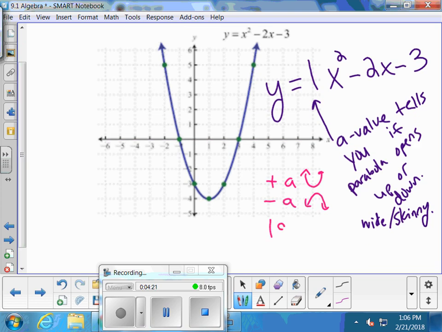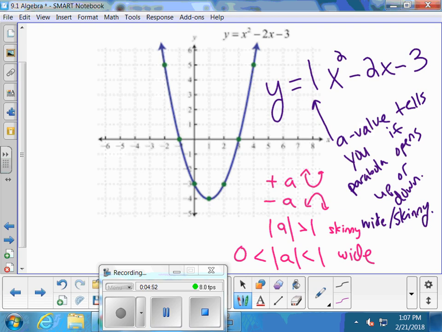If the absolute value of A is bigger than 1, it is skinny. So like 10 or negative 8, those would be skinny. The larger the number, the skinnier it is. And then the smaller the number, so if the absolute value is between 0 and 1, like 1/3 or 1/4 or 1/5, then it would be really wide. That's all you ever wanted to know about the A value.